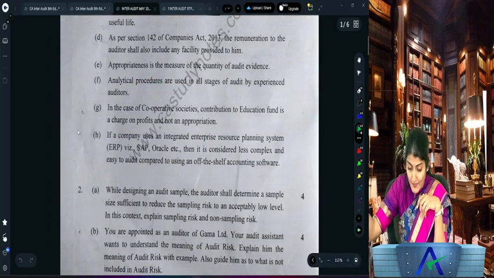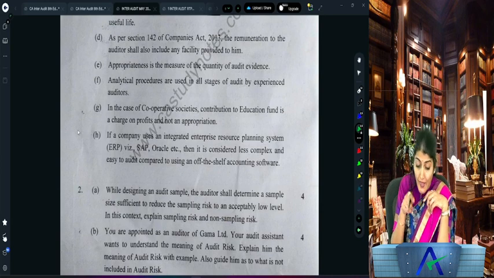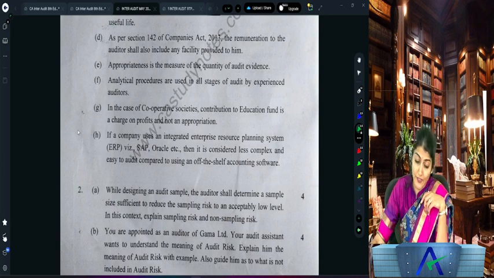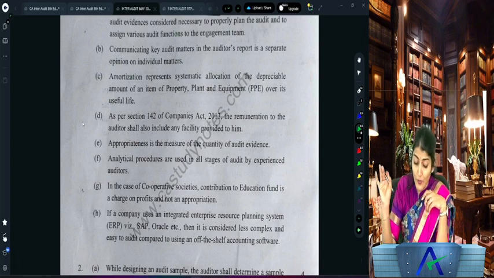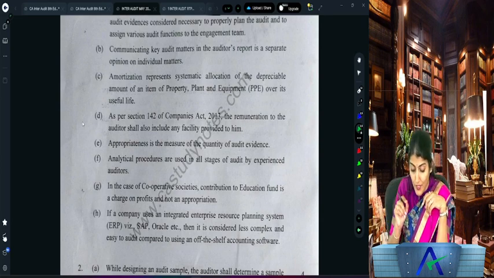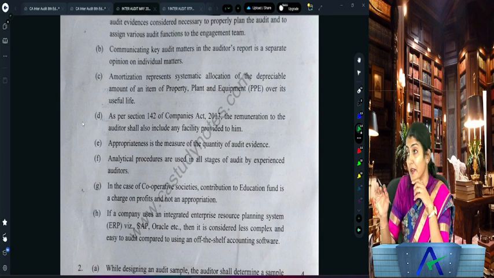Like if you look at this May 23 question paper over here, and if you look into question number 1D over there, as per section 142, what we studied right now, of the Companies Act 2013, the remuneration to the auditor shall also include any facility provided to him.